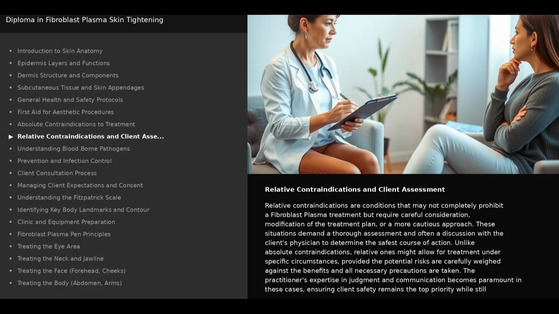The practitioner's expertise in judgment and communication becomes paramount in these cases, ensuring client safety remains the top priority while still striving to meet their aesthetic goals.